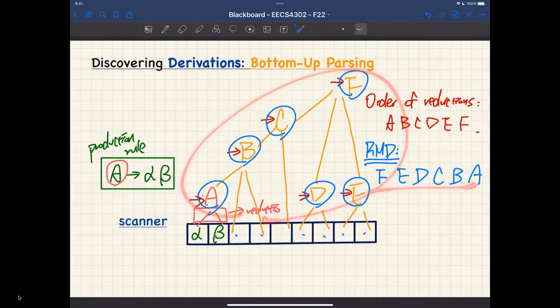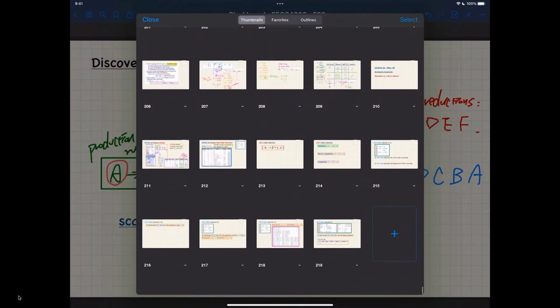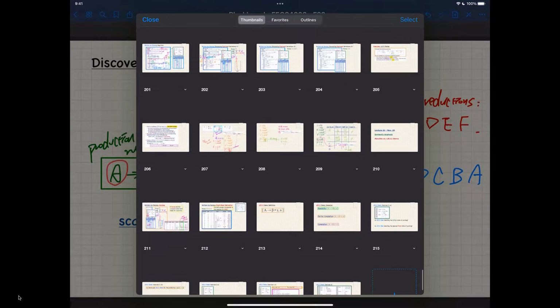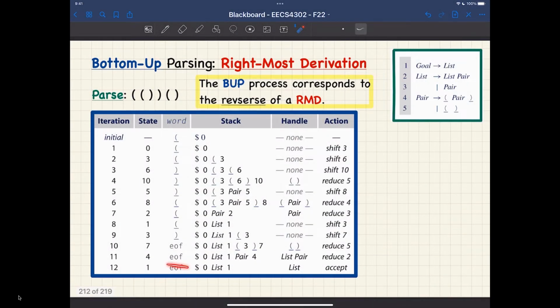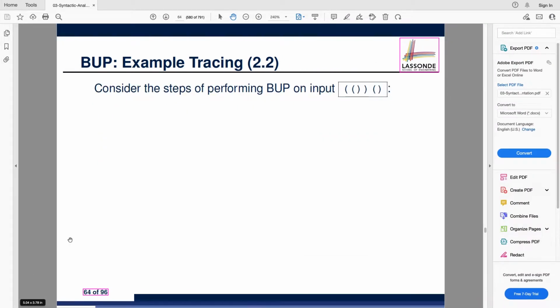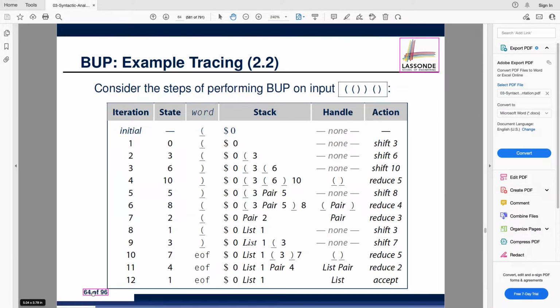But now I'm going to show you concretely how it is done, using the tracing very quickly. The example I'm going to use is over here. This table is on your slides. Let me go back and show you. It's on slide 64, right? That's the parsing process for this particular input.